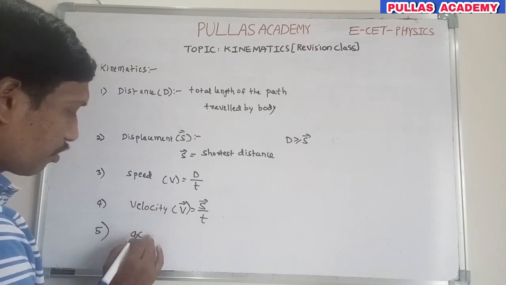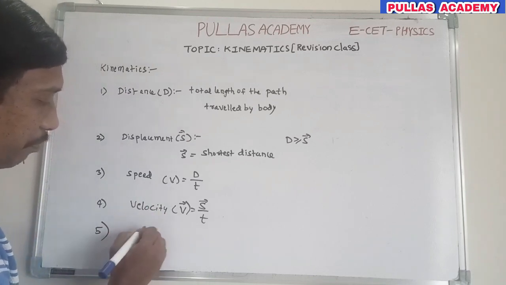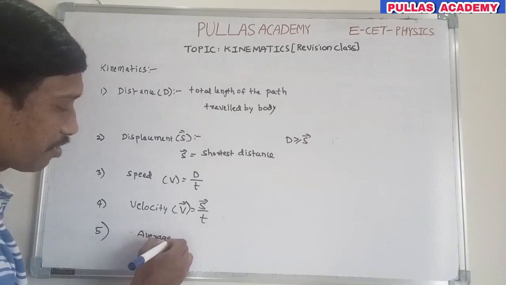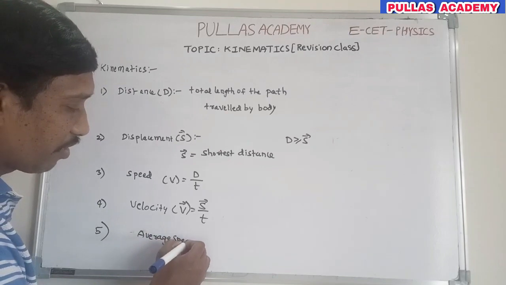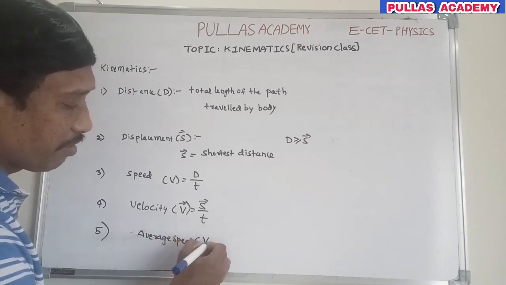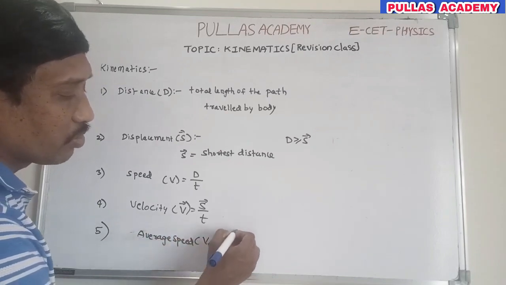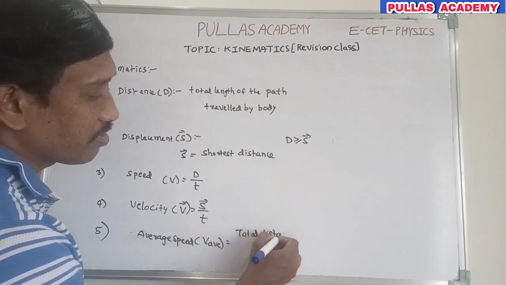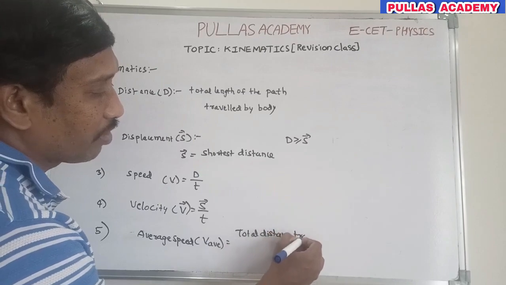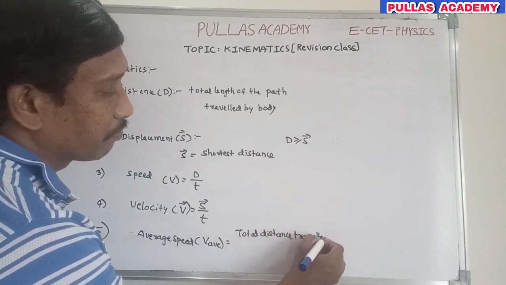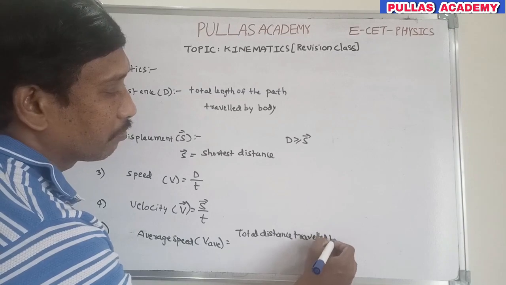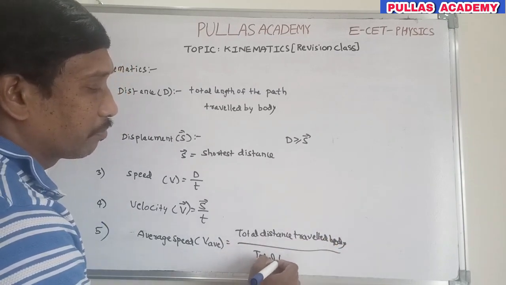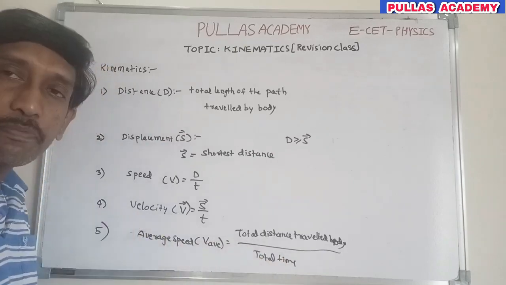Next, one more parameter: average speed and average velocity. What is average speed? Average speed stands for the total distance traveled by the body by the total time. That is called average speed.